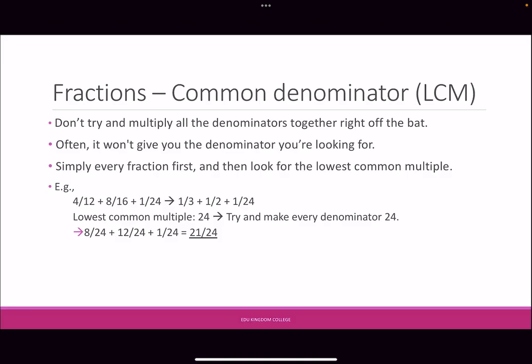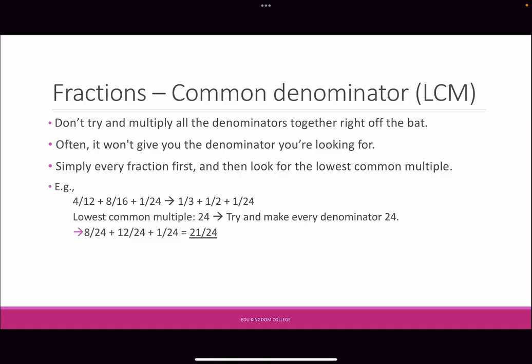So the correct answer would be when we are adding two fractions together, especially when those two fractions do not have the same denominator. That's when we use the lowest common multiple between the two denominators to find a common denominator, and then we can add those fractions together. If they don't have the same denominator, we cannot add them together.